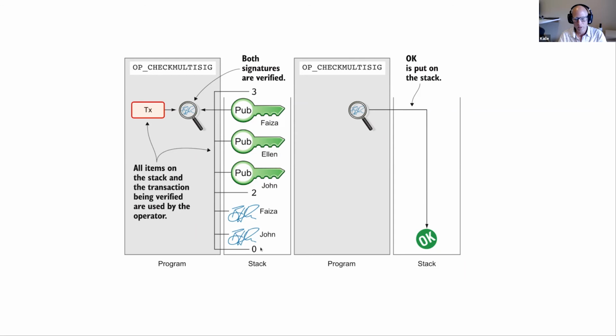This 0 is actually a bug in Bitcoin. This 0 doesn't do anything or doesn't provide anything of value. It's just there to satisfy a bug that expects a 0.